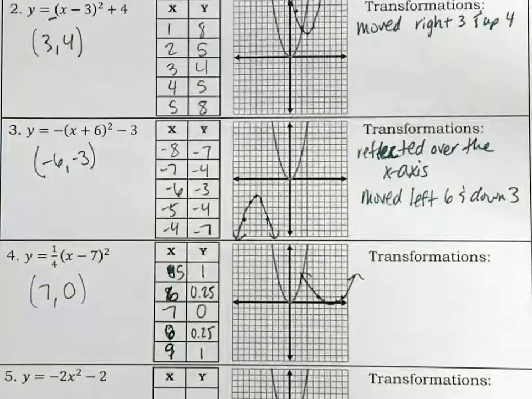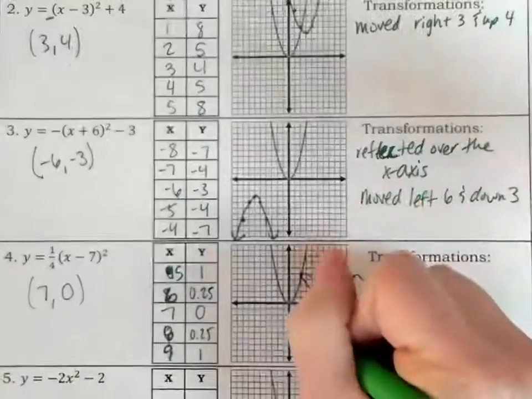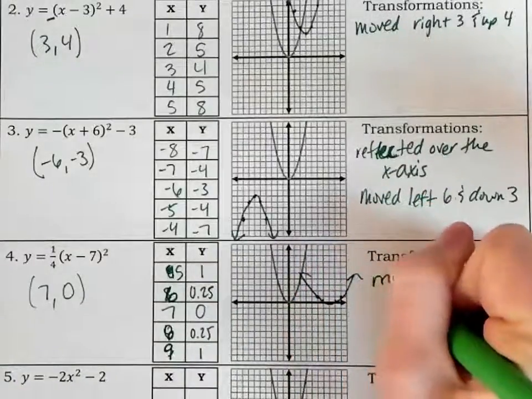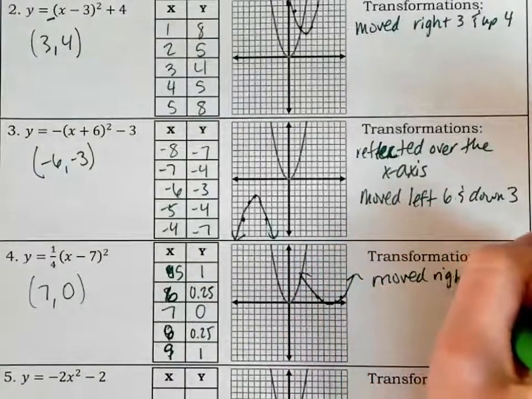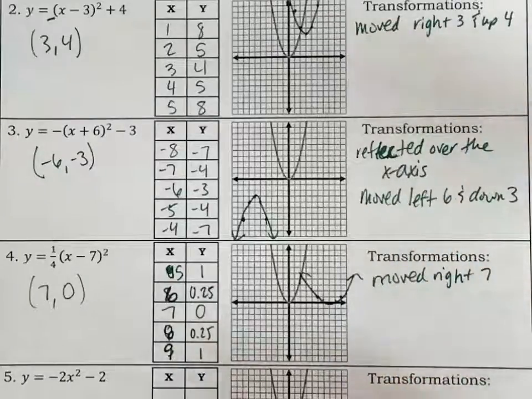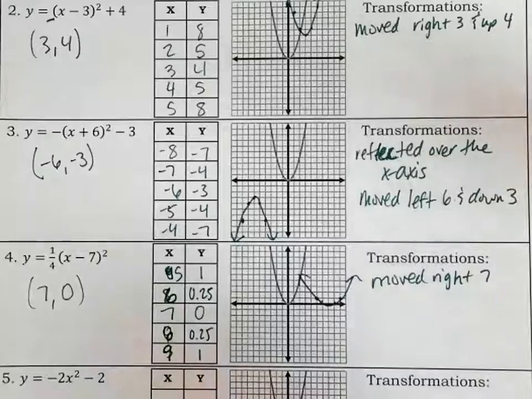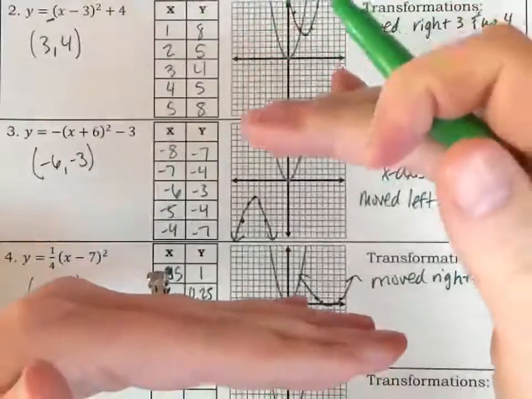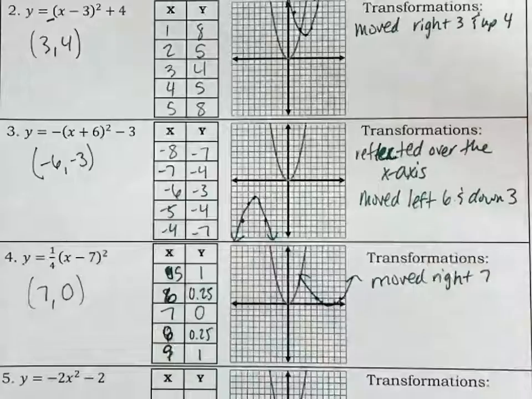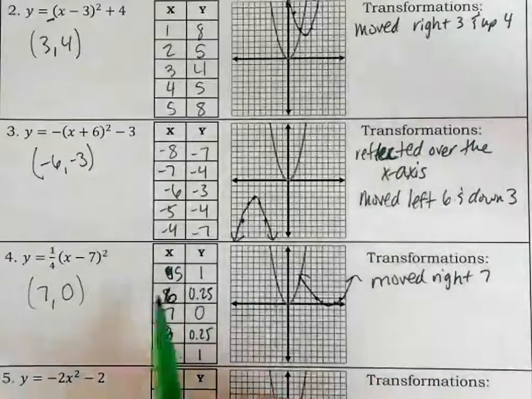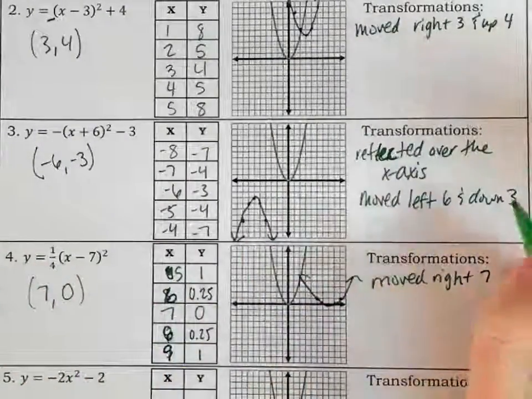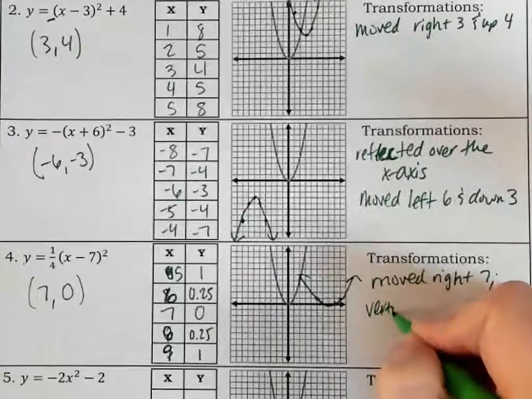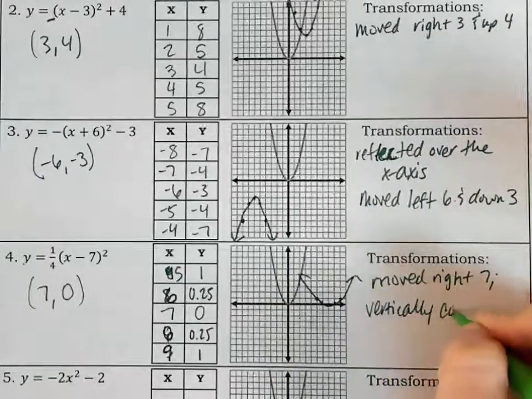So transformations, we notice that it's moved to the right 7. It didn't go up and down any direction, but it did move to the right 7. That's where we get from that h value of 7. But then it's also much wider. So what we've done is taken that graph and compressed it or pushed it down and made it very wide with that 1/4 scale value. That's kind of what that looks like. And so this has been vertically compressed.